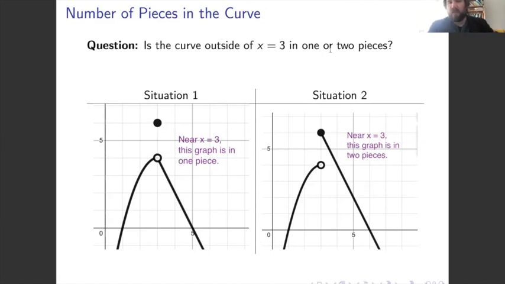We're going to ask near x equals 3. So in this tiny little strip that includes x equals 3, right about here, is the graph in one piece or two pieces? And we're going to ignore what actually happens at x equals 3.